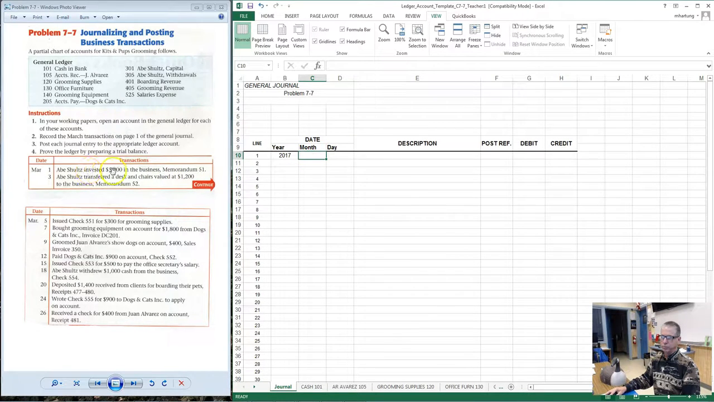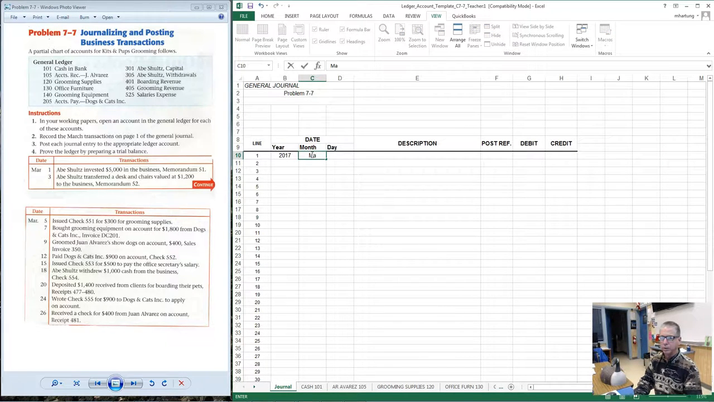So we know that if you put $5,000 cash in the business, then cash is going to be affected. It's Abe's cash. He has claim to it. Therefore, it's represented in owner's equity under the capital account. So we're going to increase our cash by $5,000. So let's go ahead and get our date in here.